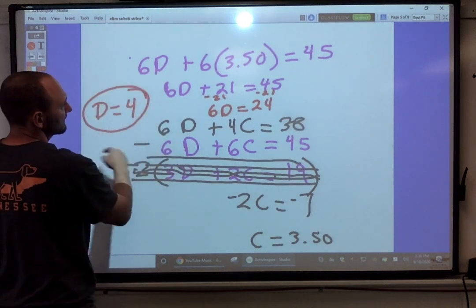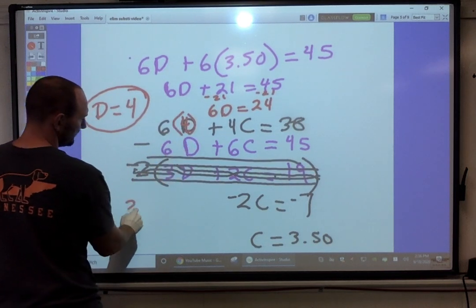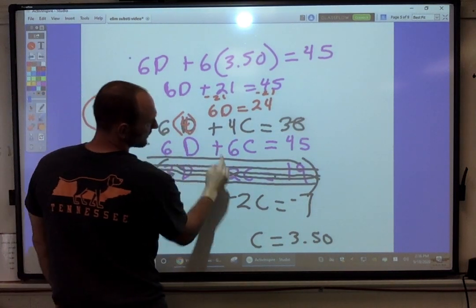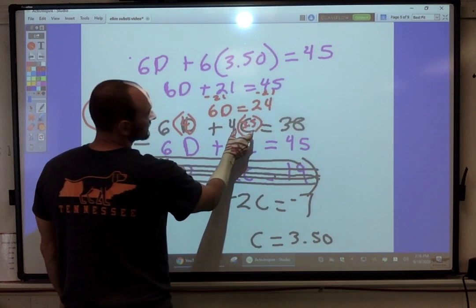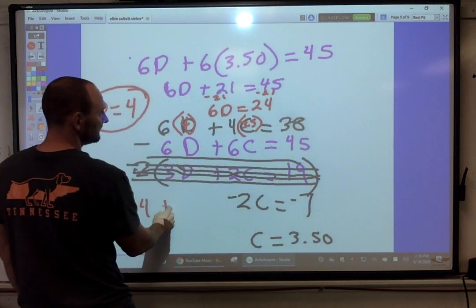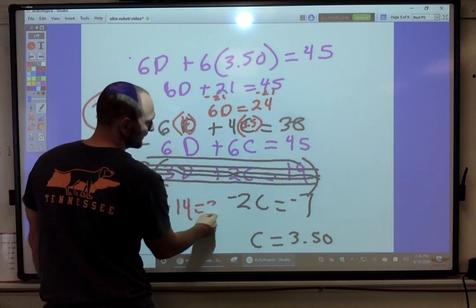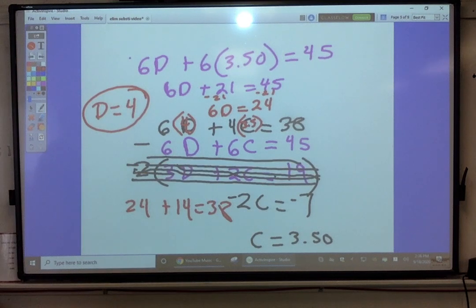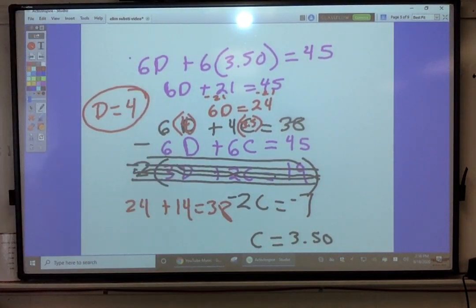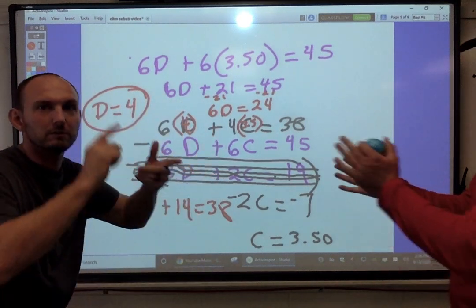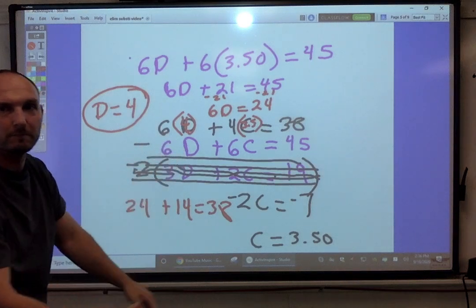All right, so let's try. 6 times 4 is 24. 4 times 3.50 is 14. Does 24 plus 14 equal 38? Oh yeah, we're good. You have now mastered elimination. You can use the word problem, turn it into the system, and then solve it.